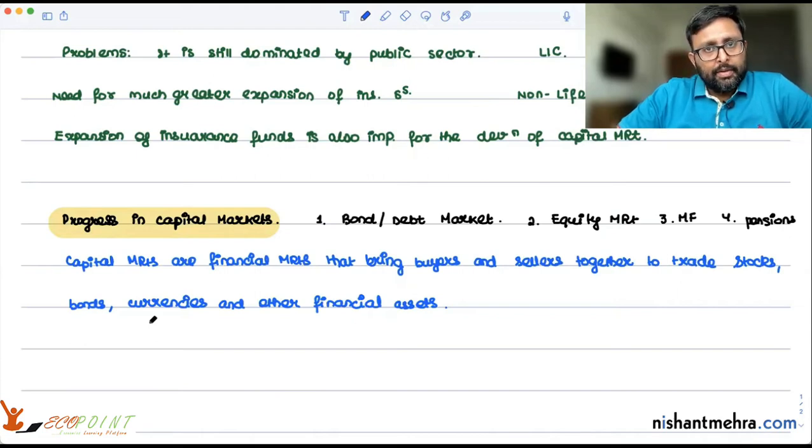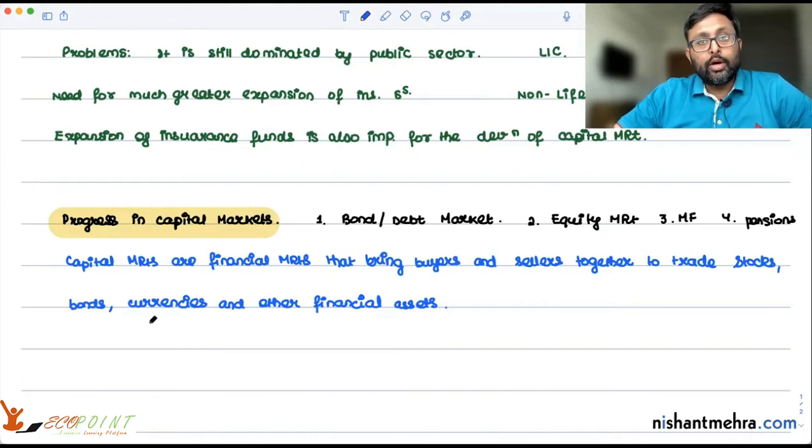There will be people who will be interested in selling short term securities or a long term security. So there are two parts. One is your money market, in which the resource mobilization happens for the shorter duration. Capital market is the one where the resource mobilization is going to happen for the longer duration. So when I say resource mobilization, it means that the resources which people who have funds have will be mobilized to those people who need funds.